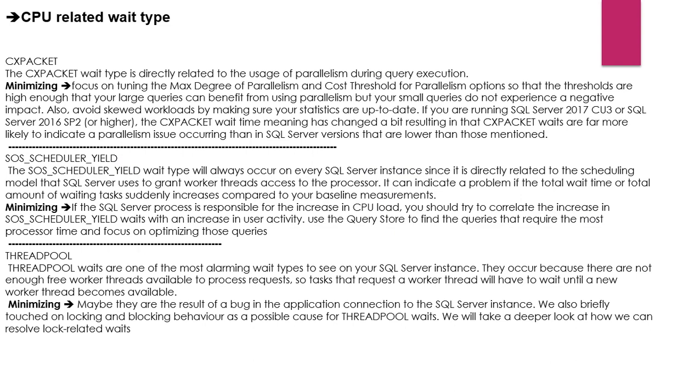Similarly, there is a wait type of SOS_SCHEDULER_YIELD. The SOS_SCHEDULER_YIELD wait type will always occur on every SQL Server instance since it is directly related to the scheduling model that SQL Server uses to grant worker thread access to the processor. It can indicate a problem if the total wait time or total number of waiting tasks suddenly increases compared to your baseline measurement. It's necessary to make some baseline to compare that data from normal to some abnormal value.